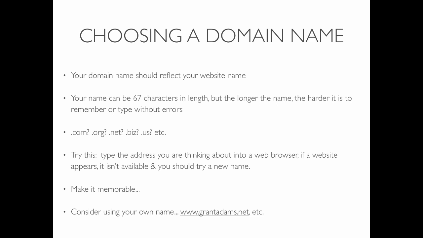Digital Tools for Architects is too long, but dtfa.com wasn't available when I bought it. So you have to kind of work your way around it. You have the domain extensions, .com, .biz, whatever. You have to decide what's the right one for you. And if you're looking into buying a domain name, you would obviously type it in and see if it exists, right?